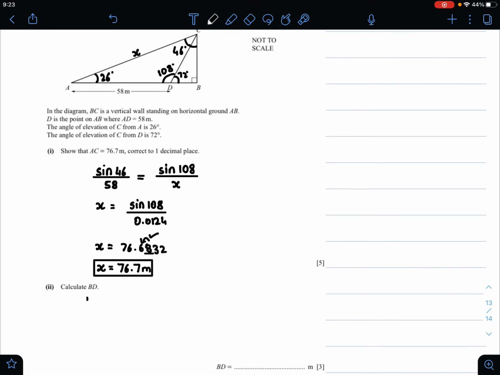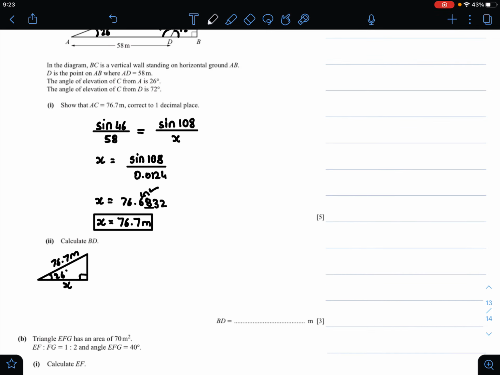So I'll just draw the right angle triangle again so that it is easier to understand. So this is the right angle triangle. We know this value is 26 degrees. We know this value, that is 76.7 meters. And we need to find the base. So let's label that as x for this question. Now we know the hypotenuse, and we need to find the adjacent side to the angle. So therefore we can use cos. So cos of 26 degrees is equal to x divided by 76.6832. Now you want to use an exact answer so that you don't face the premature rounding error.